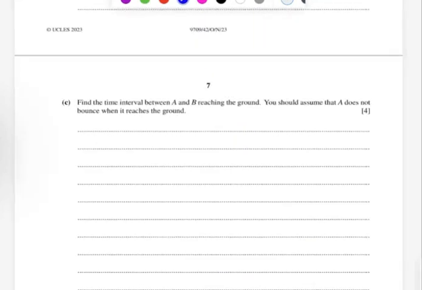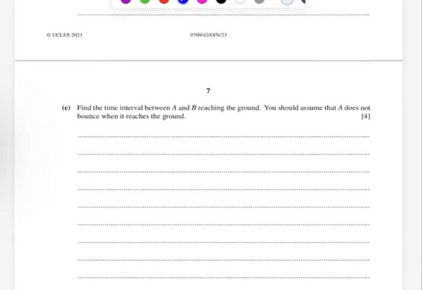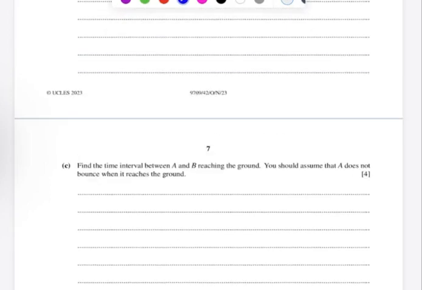Okay, let's jump into the next question. It looks like an interesting one. Find the time interval between A and B reaching the ground. You should assume that A does not bounce when it reaches the ground.